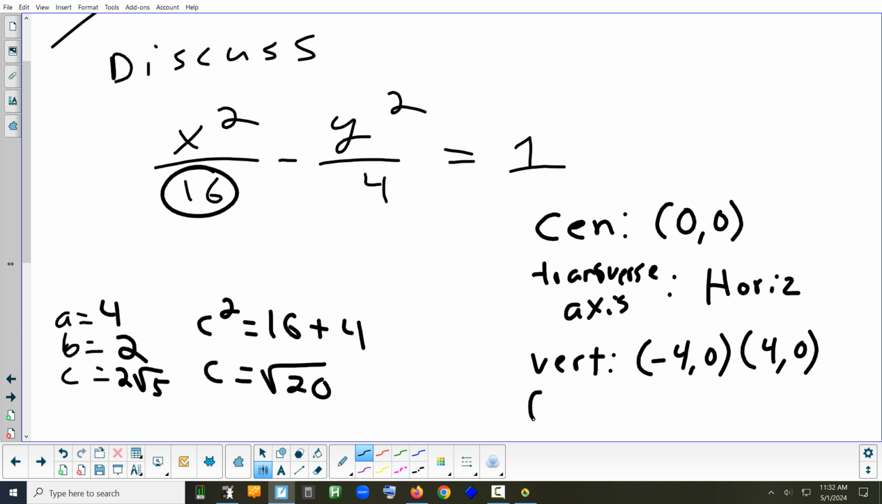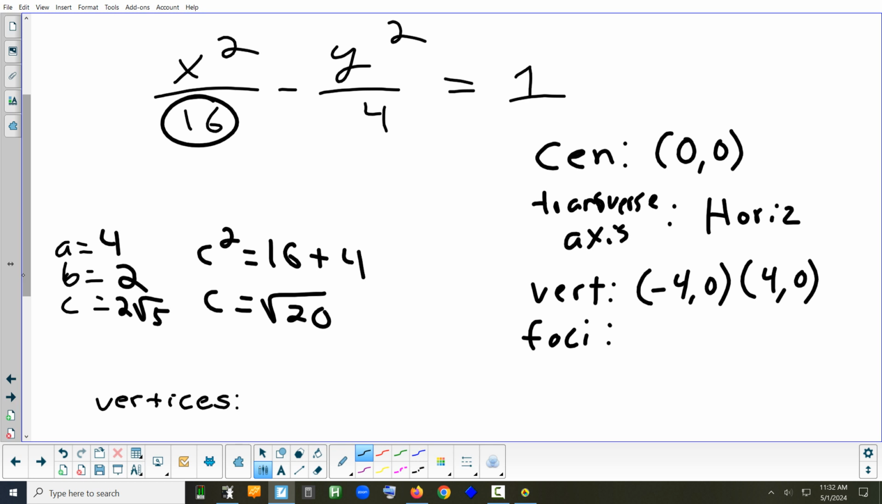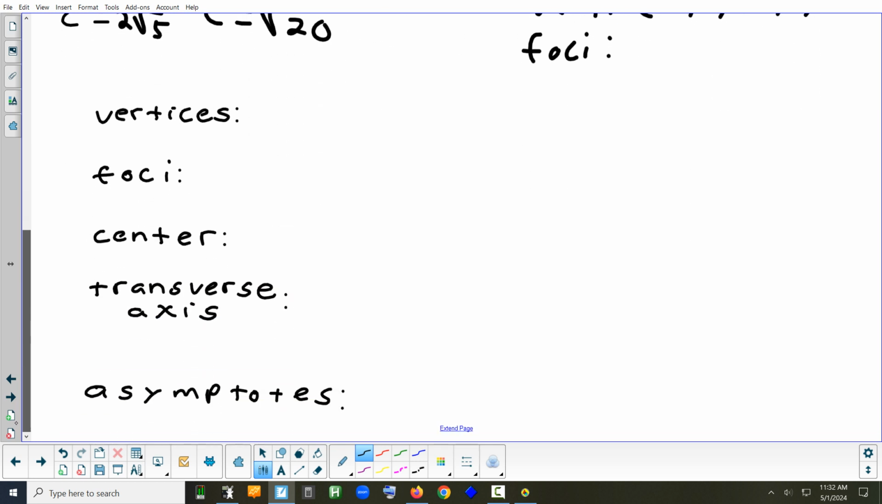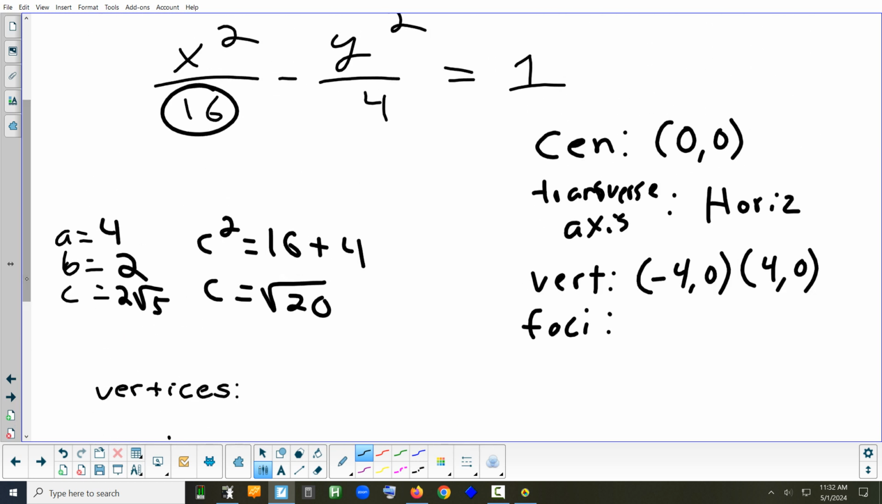Okay, foci. How far away are the foci? Oh, I had everything already written. Okay. How far away are the foci? 2 square roots of 5. So you need to go 2 square roots of 5 units to the left and to the right. And what's the one other thing that we need that's new with hyperbolas? Yep, asymptotes.